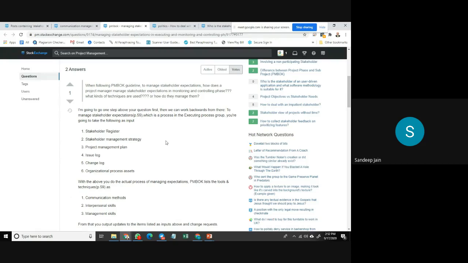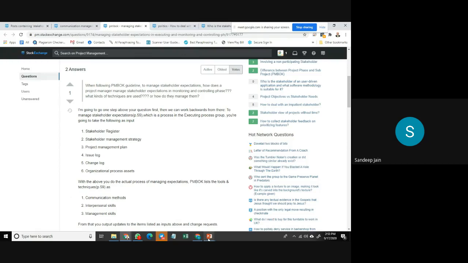First we are going to start the project, sir. We have to input these: the stakeholder register, the stakeholder management strategy, the management plan. These we have to input before starting the project, sir. Yes, that is correct. But I'm focusing more on this particular discussion and the slide.